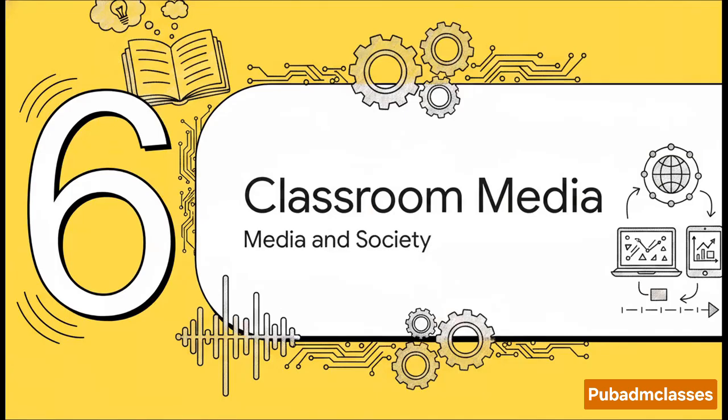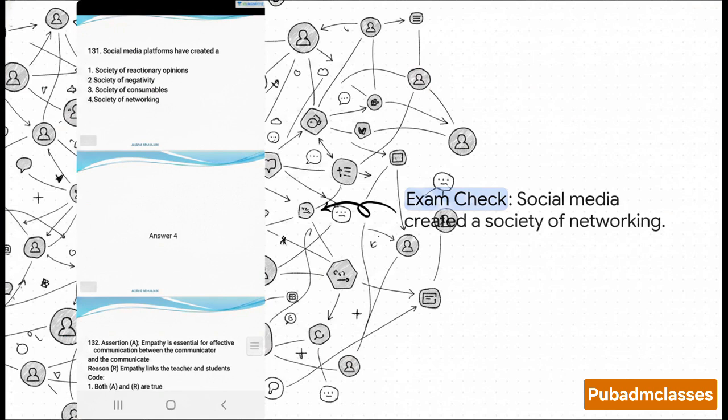Finally, Section 6, Classroom, Media, and Society. This is where those broad theories meet highly specific educational and societal contexts. Let's see how this builds into an actual test scenario. This question asks, what kind of societies social media platforms have created? The answer? A society of networking. It's a perfect example of how modern digital channels literally shape the sociological structure of our world into interconnected networks.